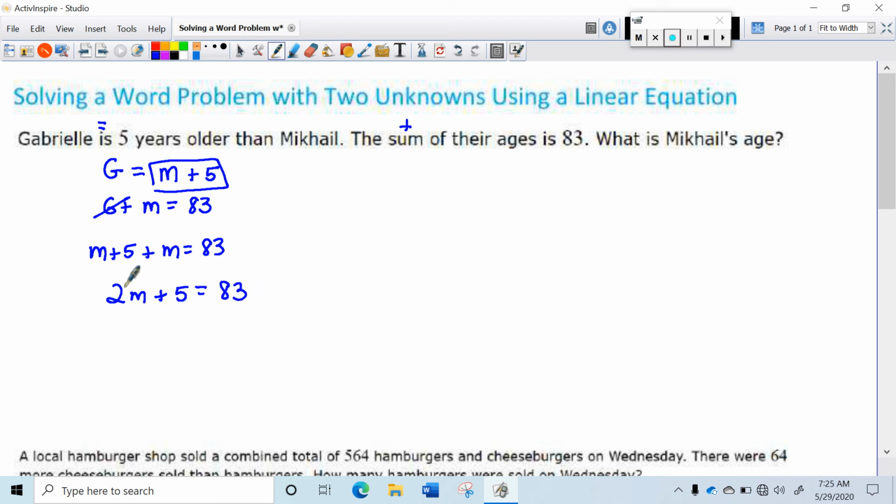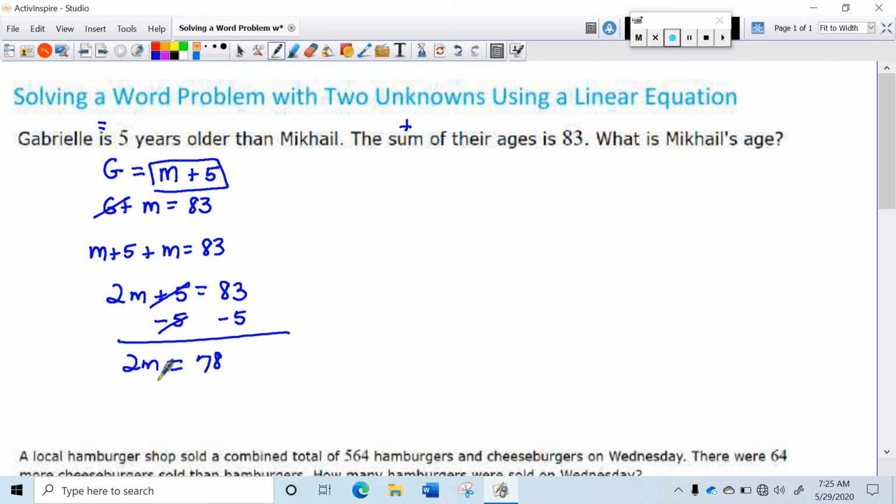So the first thing in solving this is we want to get the m by itself. So you've got to get rid of the positive 5 first. So you do the opposite. We're going to subtract 5 from both sides. The 2m comes down. Opposites cancel. 83 take away 5 is 78.